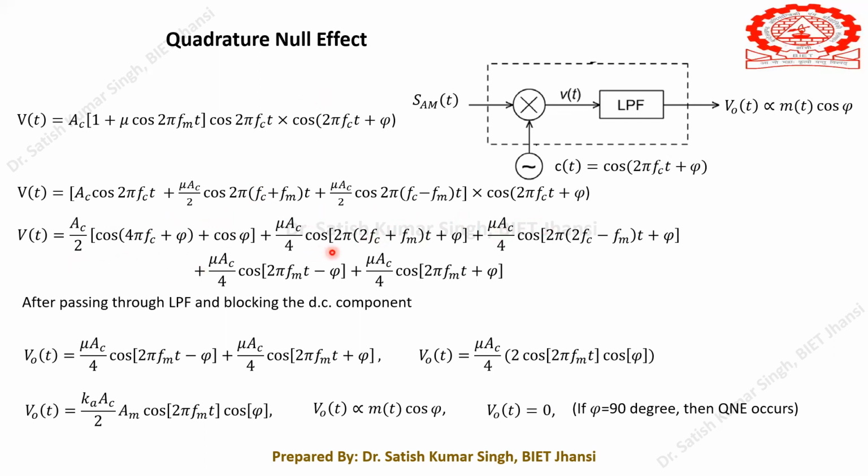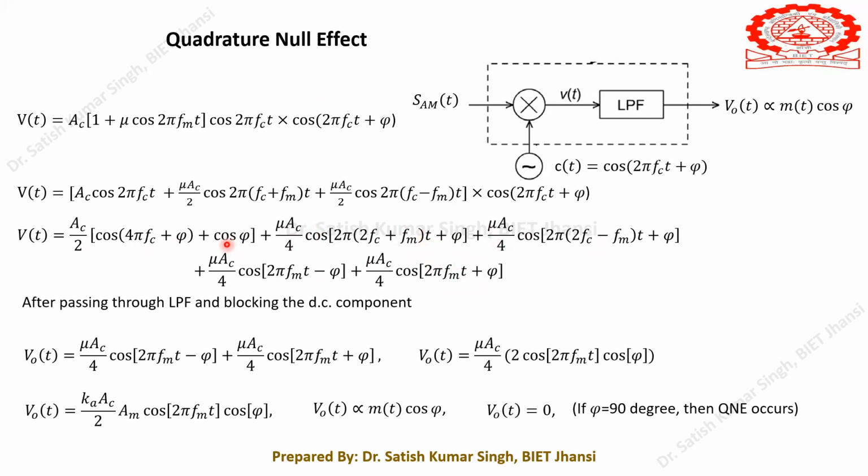Finally, after doing this expansion and by using the formula, we are going to get this particular equation. Here you can see Vt equals AC by 2 cos 4 pi fct plus phi plus cos phi, plus mu AC by 4 cos 2 pi (2fc plus fm)t plus phi, and again 2fc minus fm plus phi. Here it is 2 pi fmt minus phi and 2 pi fmt plus phi. So here we can see that we are going to get a certain phase part.